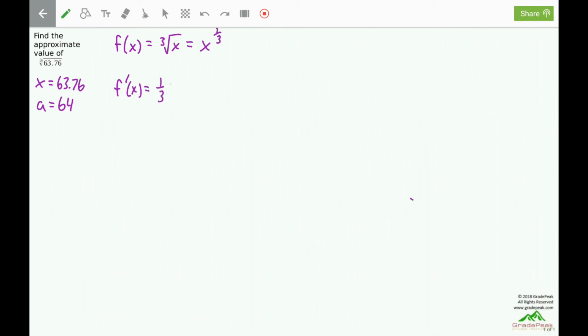Bring the power down, leave the inside alone, subtract 1 from the power. I will call that 3/3, and then multiply by the derivative of the inside to complete the chain rule. Derivative of x is a 1. 1/3 times a 1 is a 1/3. x raised to the 1 minus 3, negative 2/3 power. Since we have a negative exponent, it can move to the denominator with the 3 that's already down there to become a positive 2/3 power.